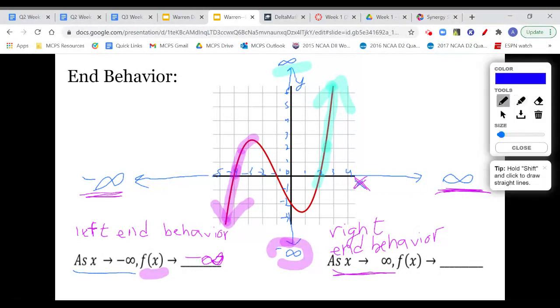And so that is what I will put here. As x approaches infinity, f of x approaches infinity. And again, that means as I move to the right side of the graph, my function goes up and up and up until infinity.